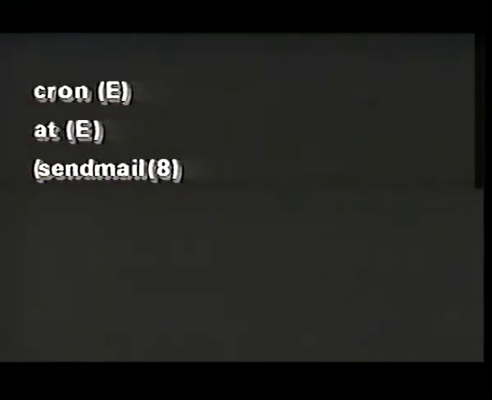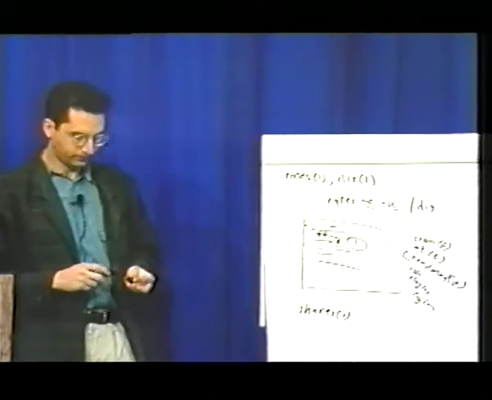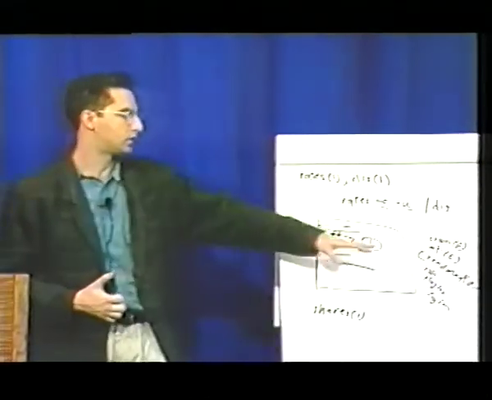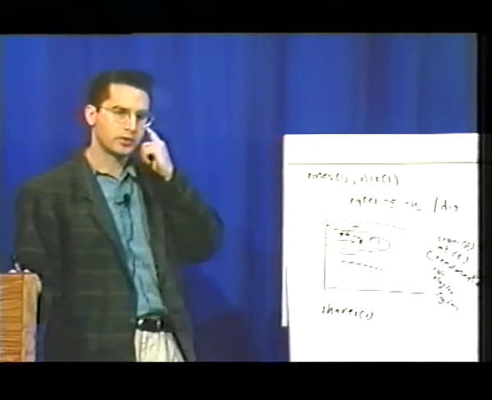So things like cron and at and RSH and rlogin, login, all those kinds of things. I believe the share manual calls these out. The release notes for share, I think, also call these out.